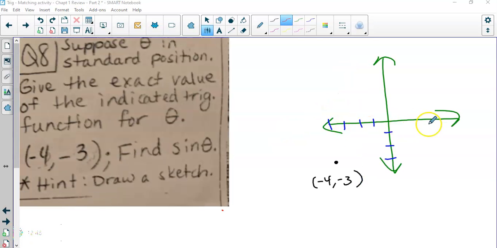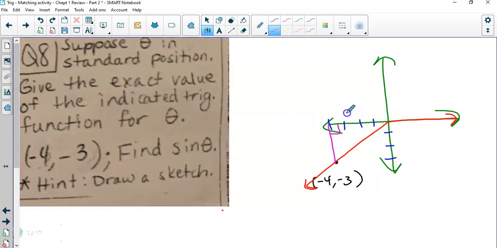So far I drew out the x and y axis. I drew the point -4, -3. This angle is going to start here at this initial side, rotate around counterclockwise, and it will pass through that point. Now this one I am finding the sine of theta. So unlike the last two examples, I do need to go ahead and drop that perpendicular. So if I was just drawing the angle, I could stop. But this one I need to go ahead and make the triangle.